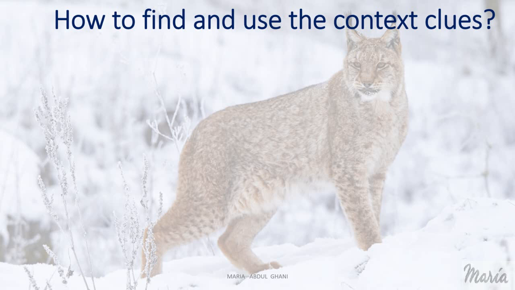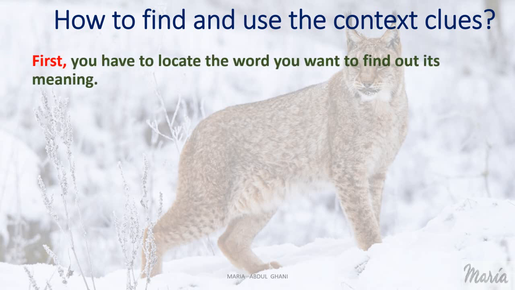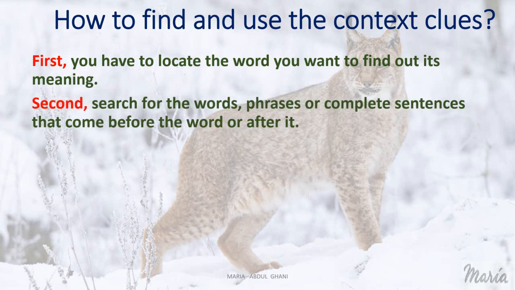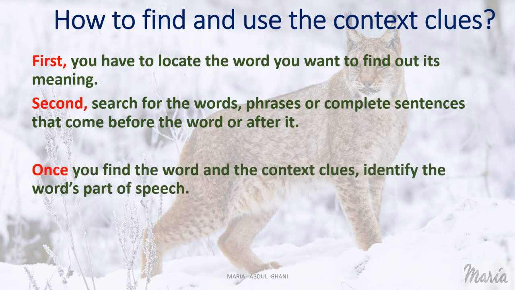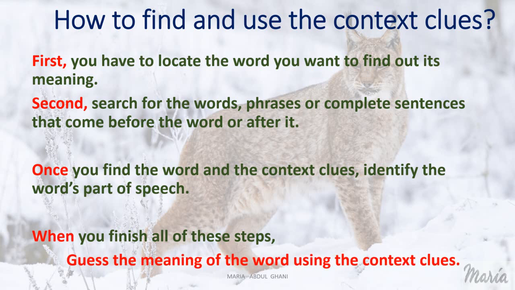How to find and use the context clues. First, you have to locate the word you want to find out its meaning. Second, search for the words, phrases, or complete sentences that come before the word or after it. Once you find the word and the context clues, identify the word's part of speech. When you finish all of these steps, guess the meaning of the word using the context clues.